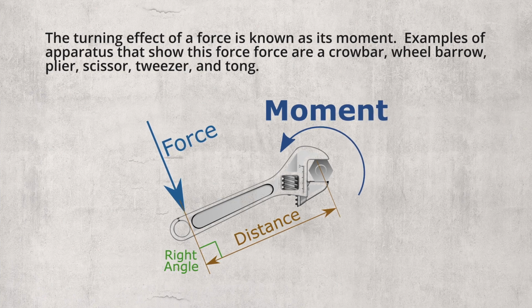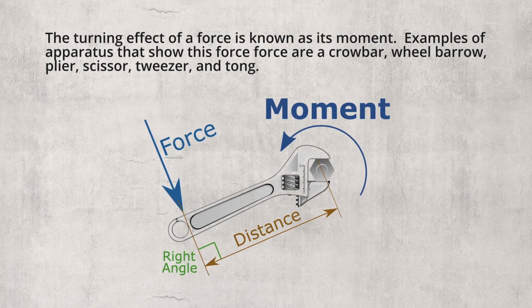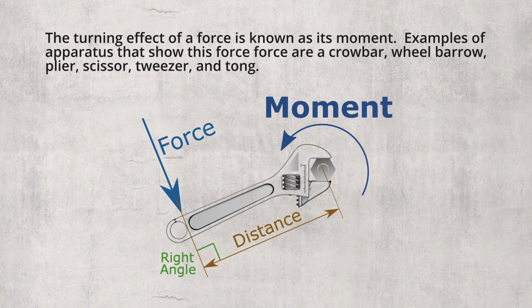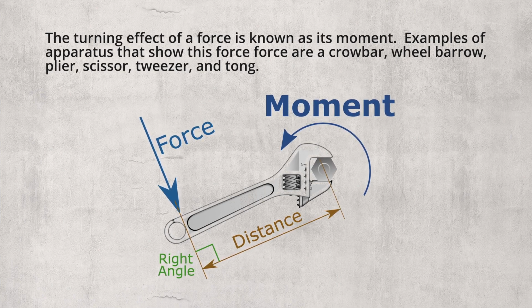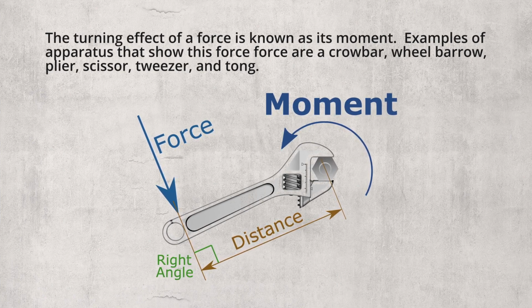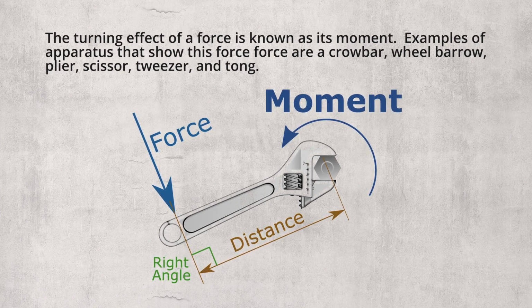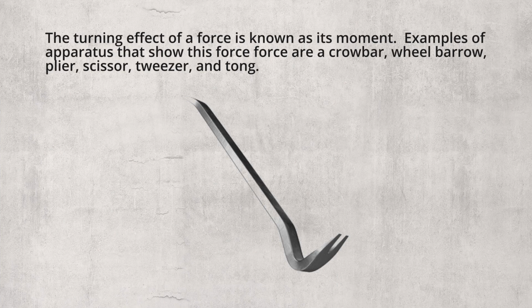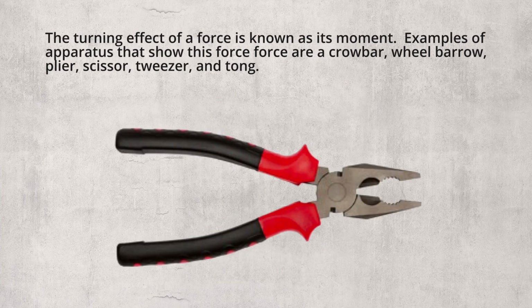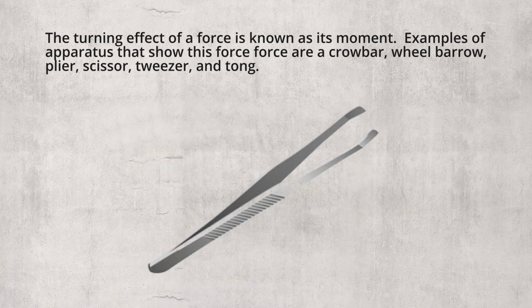The turning effect of a force about a pivot is known as its moment. We use forces to turn objects. Examples of apparatus that can show a turning effect of a force about a pivot are crowbar, wheelbarrow, plier, scissor, tweezer, and a tong.